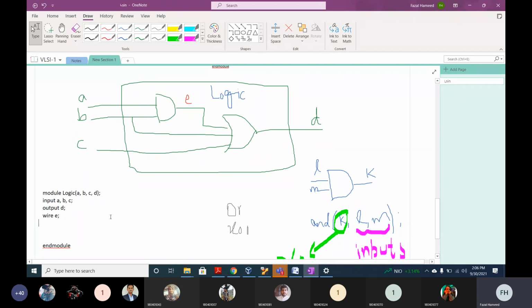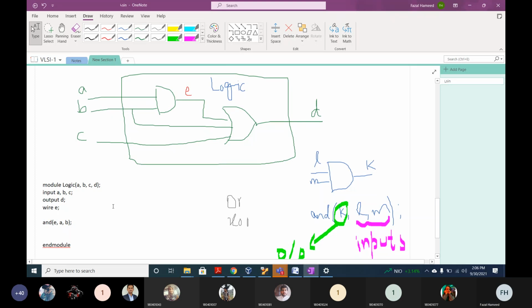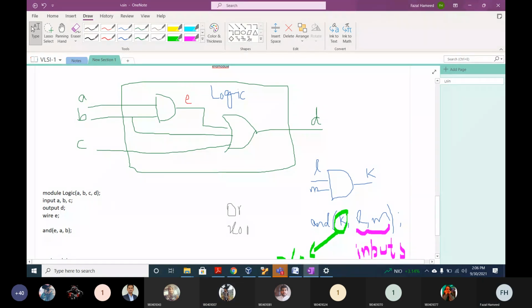So now we can write wire E. Now if you want to instantiate the first AND gate, how can I write it? AND E, comma A, comma B. It means E is the output and A and B are the inputs. What about the OR gate? OR D, comma E, comma C.